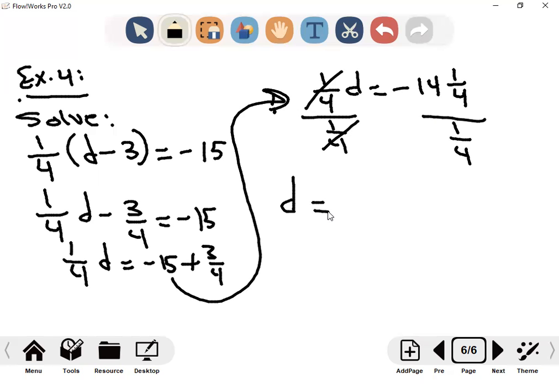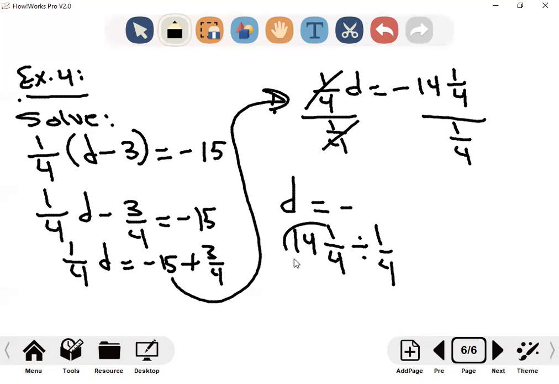So d will be, and do this by a side. Of course the answer is negative, right? Why negative? We have different signs in division. 14 and 1 over 4 divided by what? 1 over 4, right? 14 and 1 over 4 divided by 1 over 4. The minus I put it already.